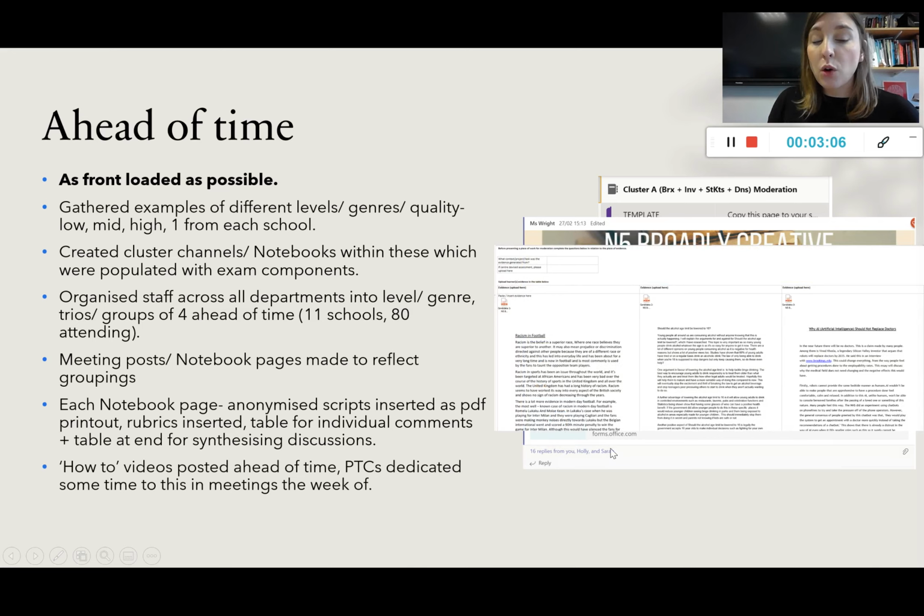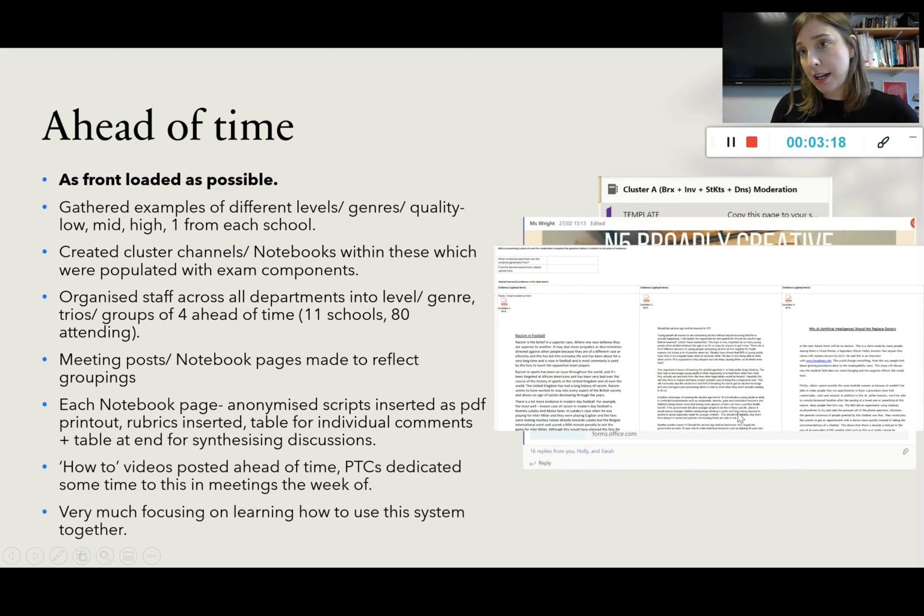Also, how-to videos were posted ahead of time, explaining and showing people around the notebooks, and PTCs dedicated some time to this in meetings the week of the event. I very much prefaced this event with the idea that this is a learning curve, and we're learning how to use the system together, and there would be teething problems, technology would perhaps let us down, but as a model we just needed to become more familiar with this so that we could move forward using it.